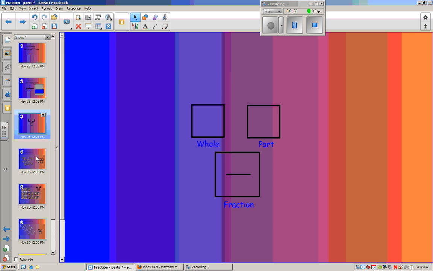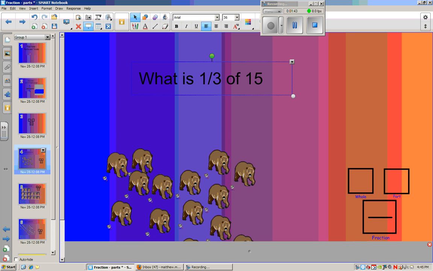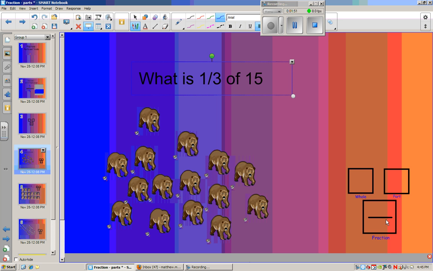So if we were to just take a look at a problem right away, the question here is, what is 1/3 of 15? So it's giving us the fraction and it's giving us a whole. We have to figure out what is the part. So if I were to use my little grizzly bears here, there are 15 of them. And we know over on the right-hand side, using our parts and whole diagram, we know that the whole is going to be 15 and our fraction is going to be 1/3. So what we're trying to solve is what is the part of this whole. So what is 1/3 of 15? And there's a couple different ways we can go about it.